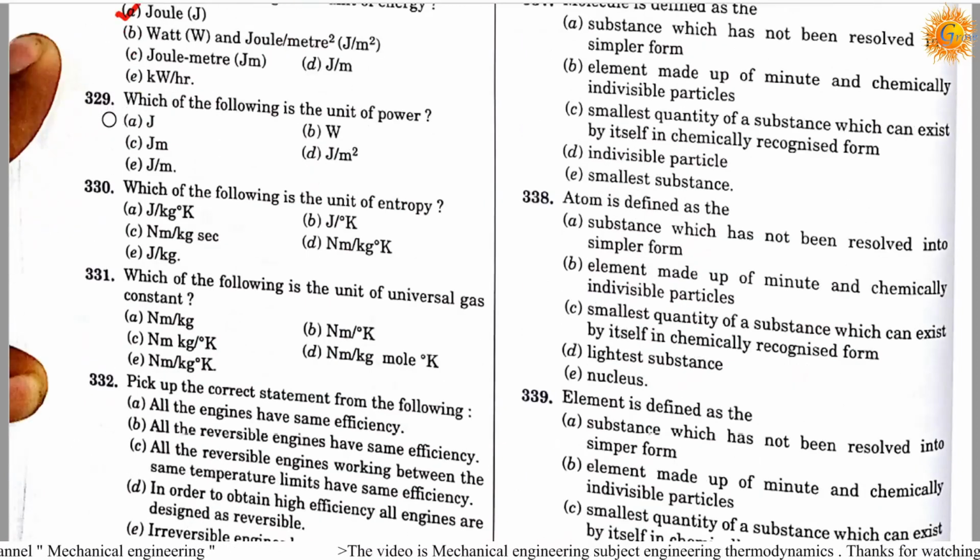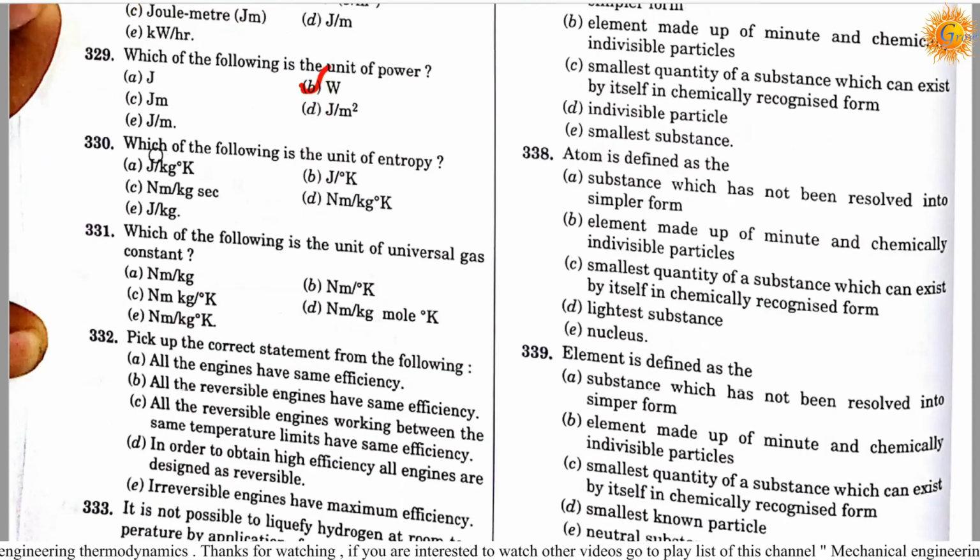Question number 329. Which of the following is the unit of power? Option A is a joule, option B is a watt, option C is a joule into meter, option D is a joule per meter square, option E is a joule per meter. Correct answer is B. It will be watt.